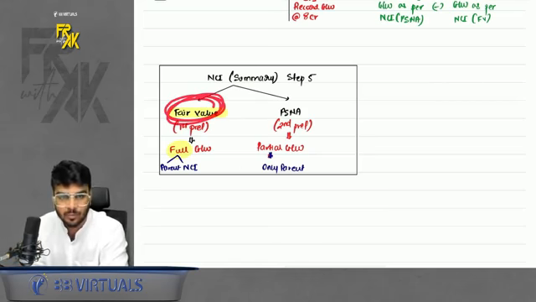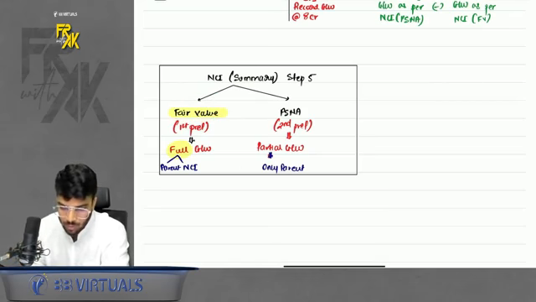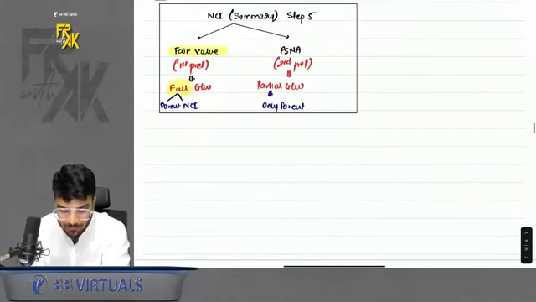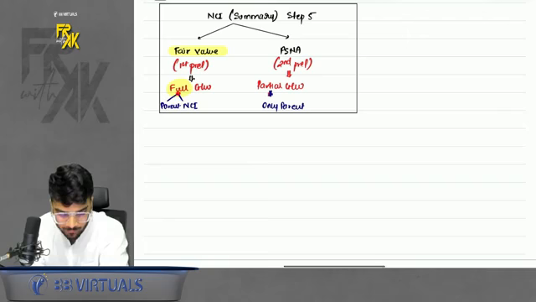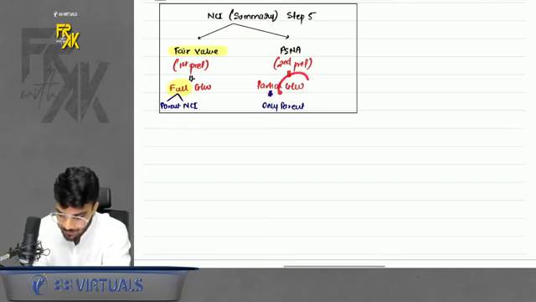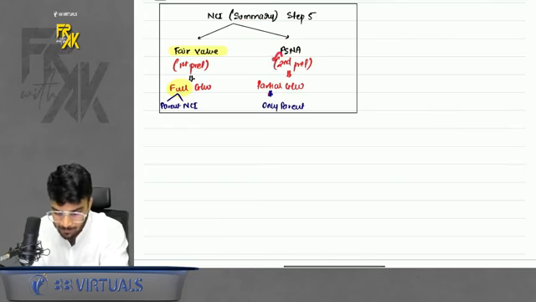If you calculate NCI by fair value, then whatever goodwill comes in step number 6 will be full goodwill. Remember we discussed this. What is the meaning of full goodwill? Full goodwill means that goodwill belongs to the parent as well as NCI. But if you calculate NCI as per PSNA, the goodwill which you get in step number 6 will be partial goodwill. Partial means goodwill only belongs to the parent.